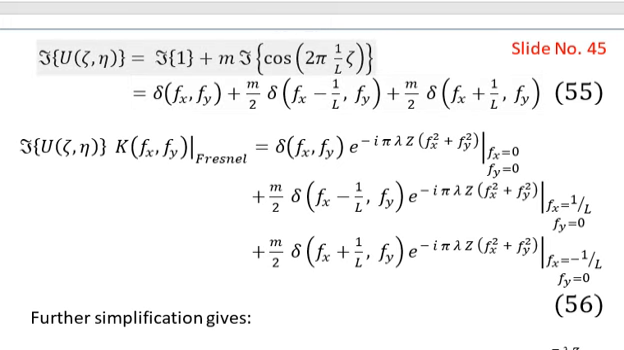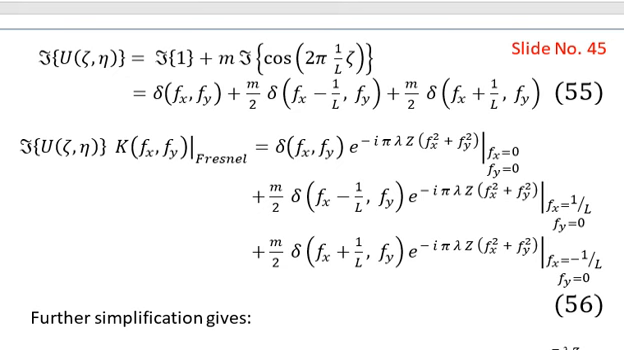That is, we can use the exponential form of the cosine function, and when we operate the operator on the two exponential forms, we shall get two delta functions. One delta function has an argument fx minus 1 over L comma fy, and the other delta function has an argument fx plus 1 over L comma fy. So these are the two delta functions.